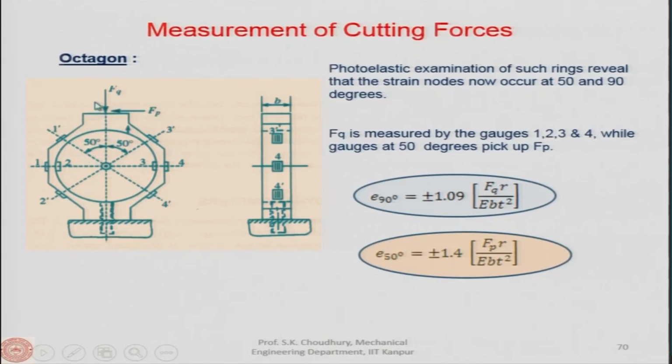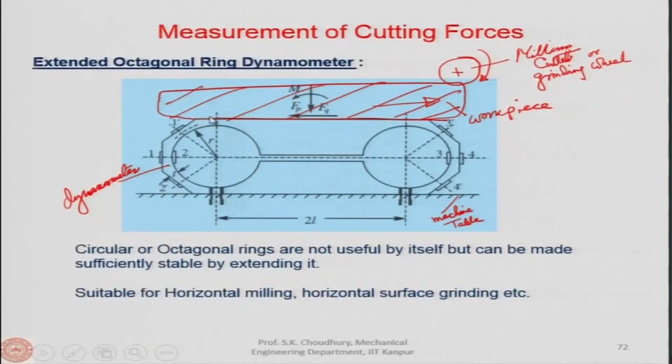Let us say when we are using this kind of octagonal structure in the dynamometer for grinding, the forces may be very high. In case of milling, the forces may be very high, and the octagon structure itself may not be able to withstand the magnitude of forces which are applied during the milling process or during the grinding process. In that case, what is done is that it is extended.